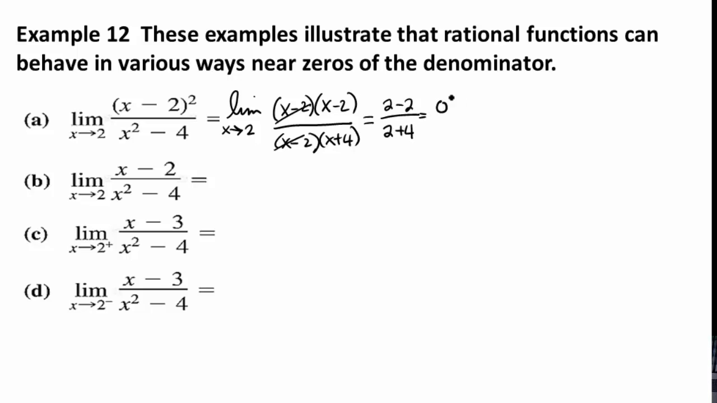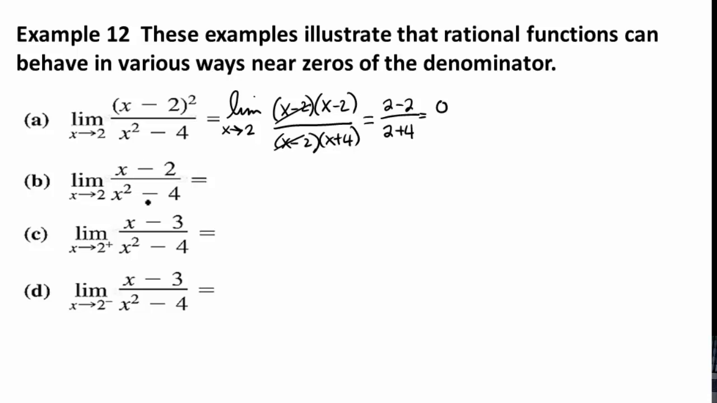Now let's look at letter B. Here we have a different situation. The top is no longer squared. So what's going to happen? What do you think? Will there still be a limit? Well, let's see. I think here we again have a 0 over 0 situation when we plug in x equal to 2. We do have a 0 over 0.